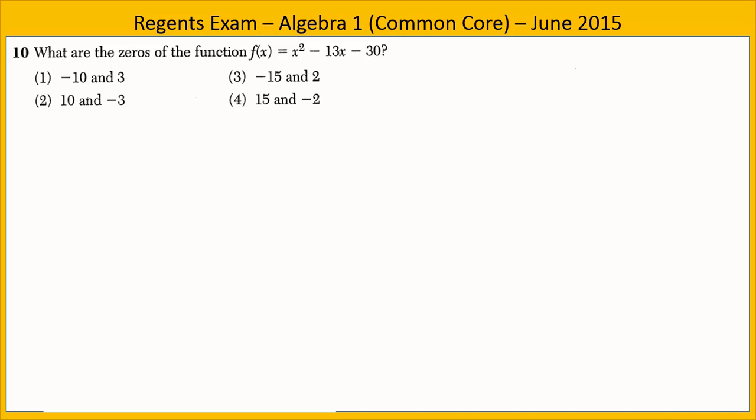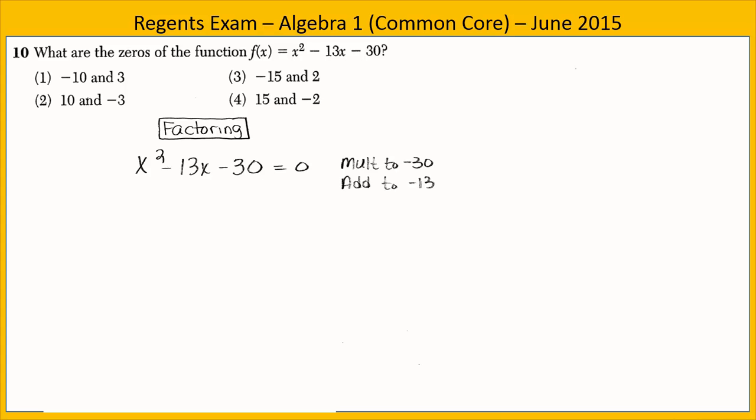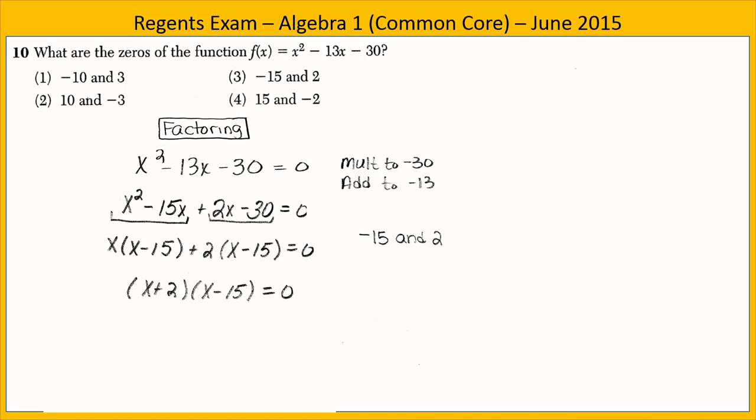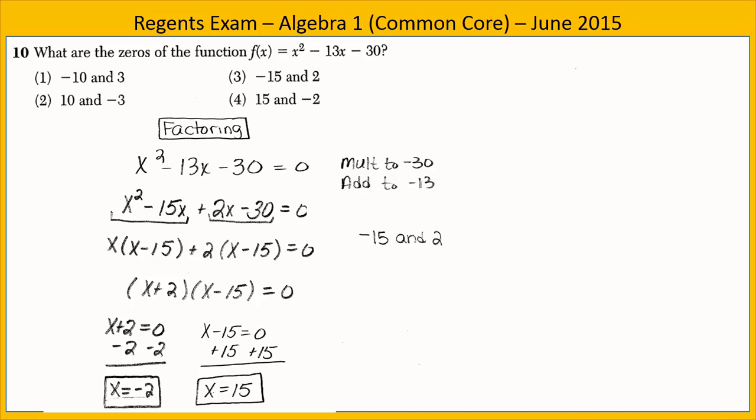In exercise 10, we want to know what the zeros of the given function are. There are several ways we could find the zeros. Let's take a look at a few of those options. The first option is to factor. Find numbers that multiply to -30 and add to -13, -15 and 2. Factor. Take each factor and set it equal to 0. Solve the resulting equations. X equals -2, x equals 15. Choice 4 is the answer.